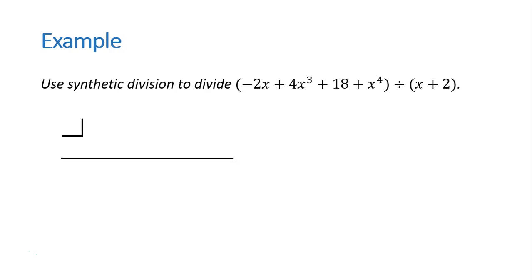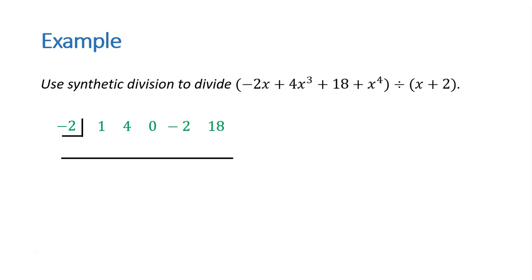So the number going in the box in this case is going to be a negative 2. If we take x plus 2, set it equal to 0, we get x equals negative 2. So that's what's going in the box. To the right of the box, we have a 1, a 4, a 0, a negative 2, and an 18. So remember, those are the coefficients we have from our dividend.